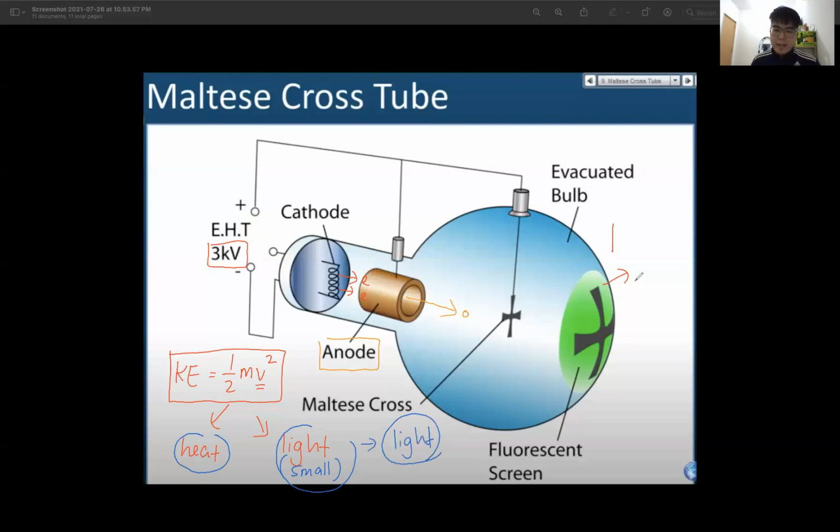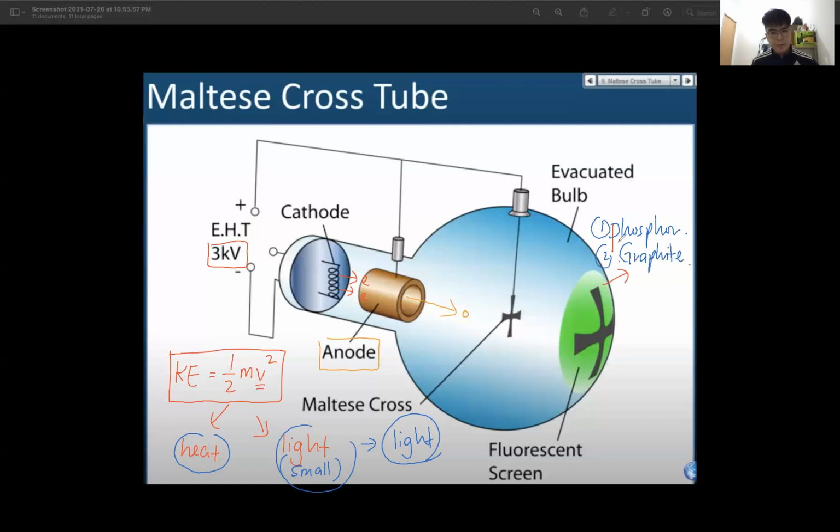Now, other than the phosphor coating, there's another coating that they will ask you. Okay, let me write this down. Phosphor. This is the first one. Other than phosphor, there's a second coating called the graphite.